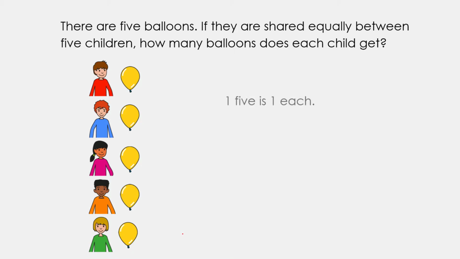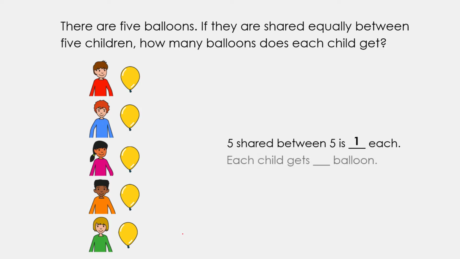And what's the answer? So 1 5 is 1 each, isn't that right? And all our 5 have been shared out. So we're done. And we can just say our answer. 5 shared between 5 is how many each? It's 1 each. Can you see that each child gets 1 balloon?